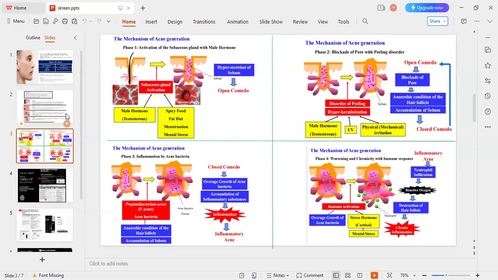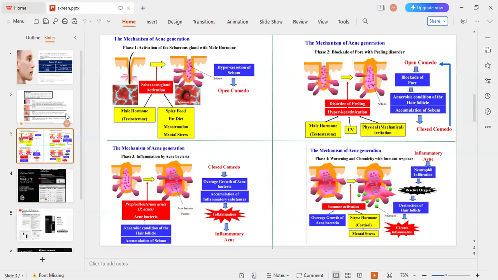So when there is a disorder in the shedding of skin or in the peeling phase, there will be an anaerobic condition for the comedones, or for the hair follicles present on the skin. When there is lack of oxygen, when there is an anaerobic condition for hair follicles, again there will be sebum accumulation, and acne, closed comedones, will come on the skin surface.